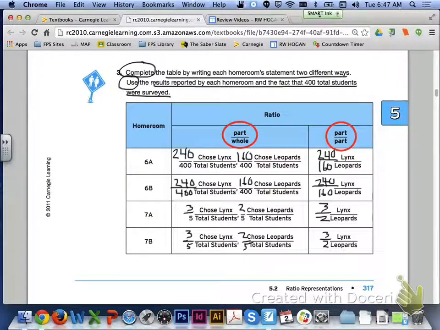For homeroom 7A, we have 3 that chose links to 5 total students, and we have 2 that chose leopards to 5 total students. Those are your part-to-whole ratios, and the part-to-part would be 3 links to 2 leopards.